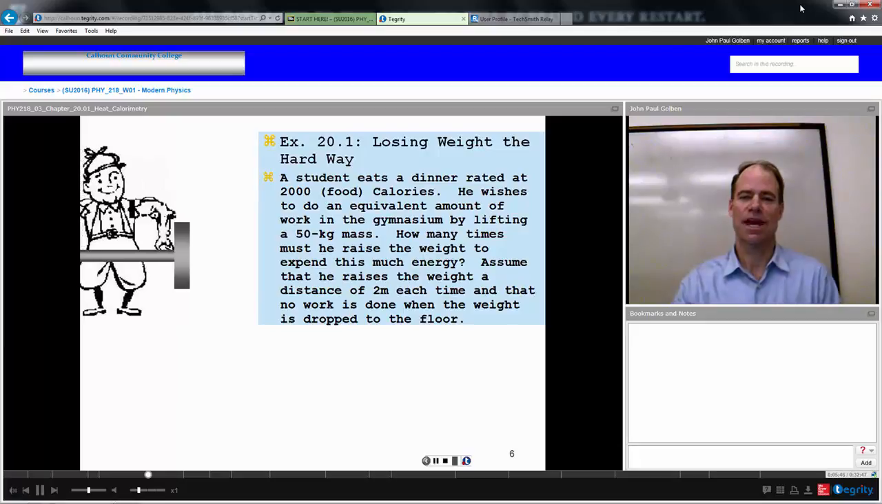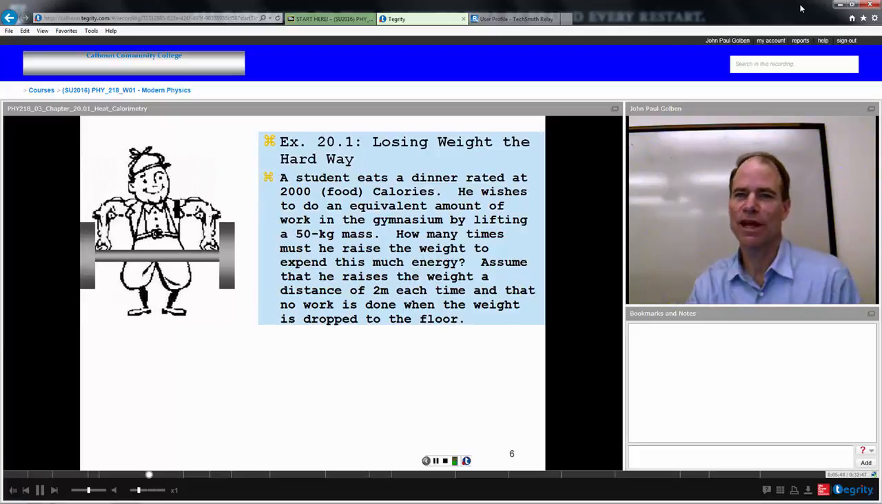So here's an example. Losing weight the hard way. A student eats a dinner rated at 2,000 food calories. He wishes to do an equivalent amount of work in the gymnasium by lifting a 50 kilogram mass. How many times must he raise the weight to expend this much energy? Assume that he raises the weight a distance of 2 meters each time, and that no work is done when the weight is dropped to the floor.